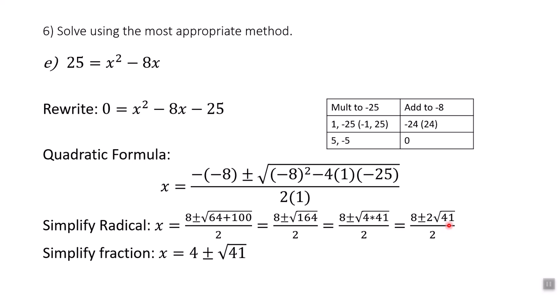Now we can simplify the fraction. We'll have 8 over 2 to give us the 4, plus or minus 2 square root of 41 over 2. The 2's cancel out and give us just the square root of 41. And I like it when I get an answer like this from the quadratic formula because it verifies, hey, there's no way I would have picked these two numbers that multiply to be negative 25 and add to be negative 8. Never would have done it.